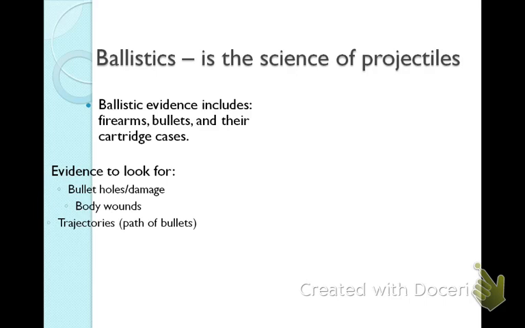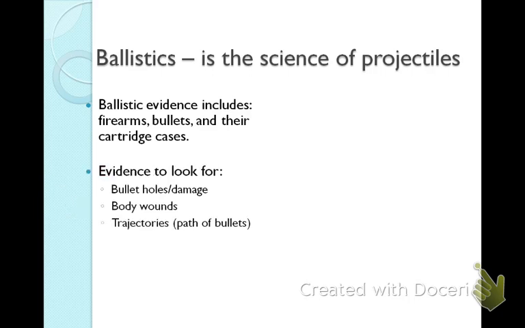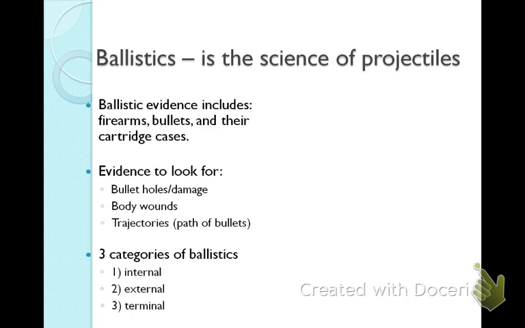Different types of evidence that's searched for: bullet holes and damage, body wounds, and trajectories, the paths of bullets. You saw that in the CSU episode. There are three main categories of ballistics: internal, external, and terminal.